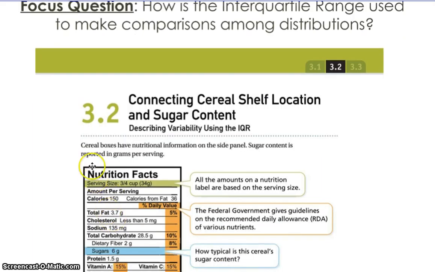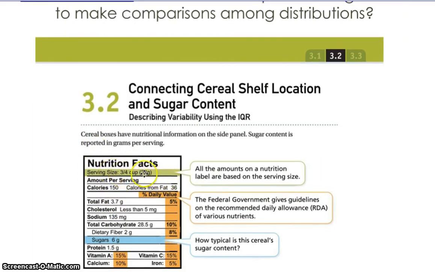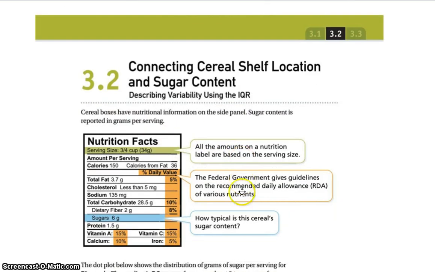What it says here is that cereal boxes have nutritional information on the side panel. Sugar content is reported in grams per serving. So here's some information about that. Take a moment to look at it.